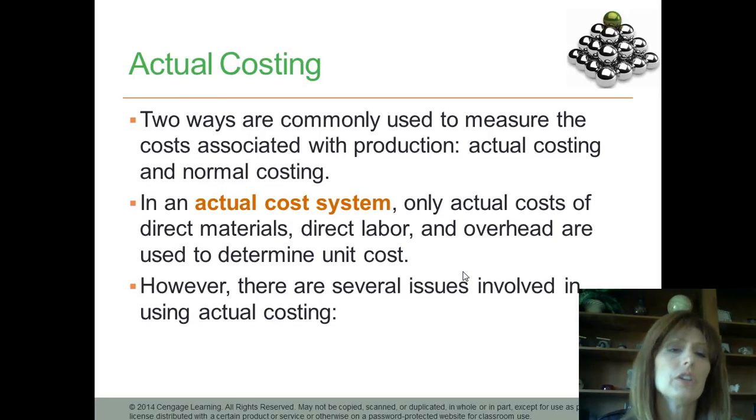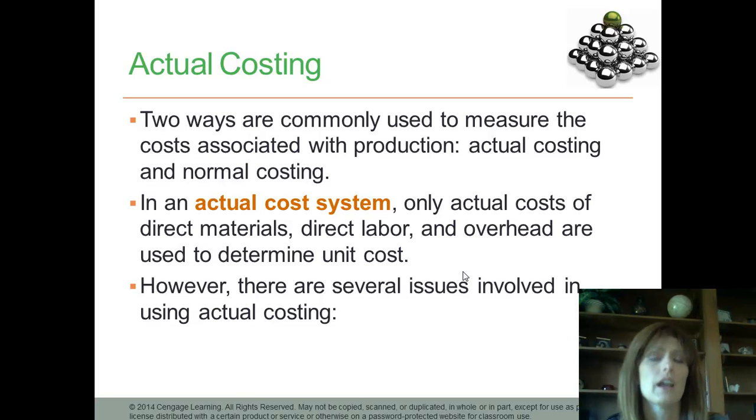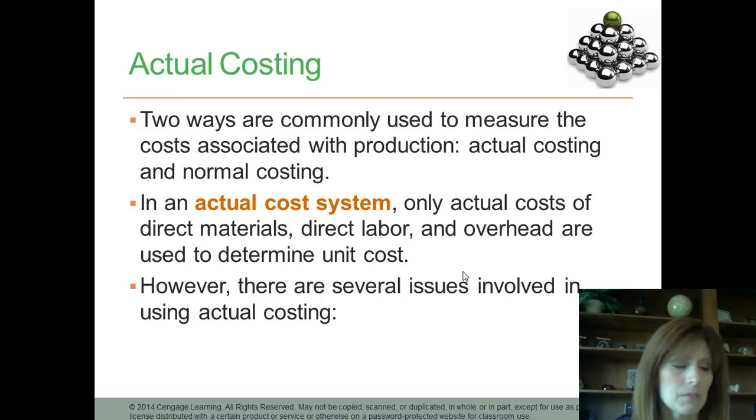So what we're looking at when we do costing systems is the difference between actual and normal costing, whether we're using job or process costing. You may think a lot of terms are being thrown at you, but if you just think through it, it's pretty commonsensical. An actual cost system, just like it says, only the actual costs of direct material, direct labor, and overhead are used to determine the unit cost.